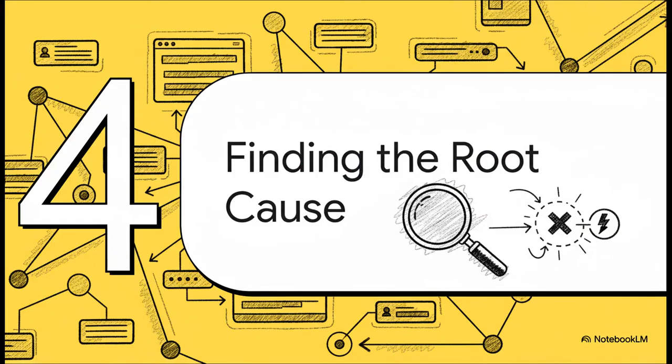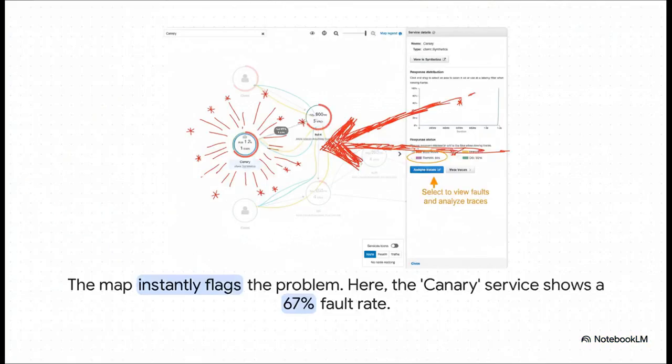Okay, so we've got our map of the crime scene. Now, let's see how our digital detective actually uses it to solve the case. When an error pops up, this map becomes our guide, leading us straight to the source of the trouble. And there it is. See that? The Canary's service is glowing bright red, with a massive 67% fault rate. X-Ray has immediately pointed out the problem area. We didn't have to sift through a single line of logs. This is the power of visual debugging.